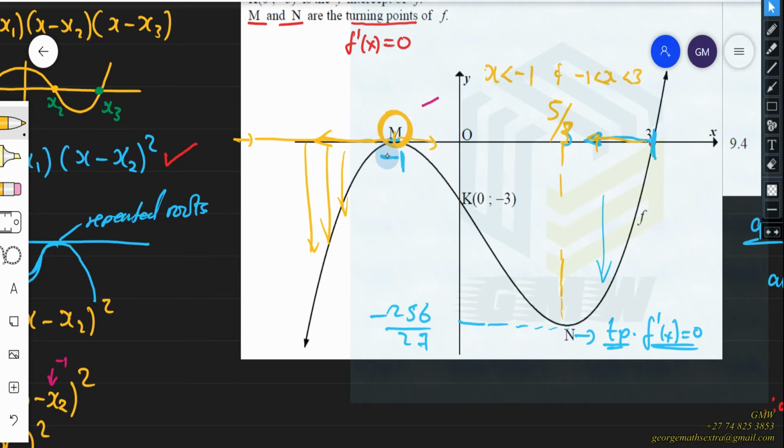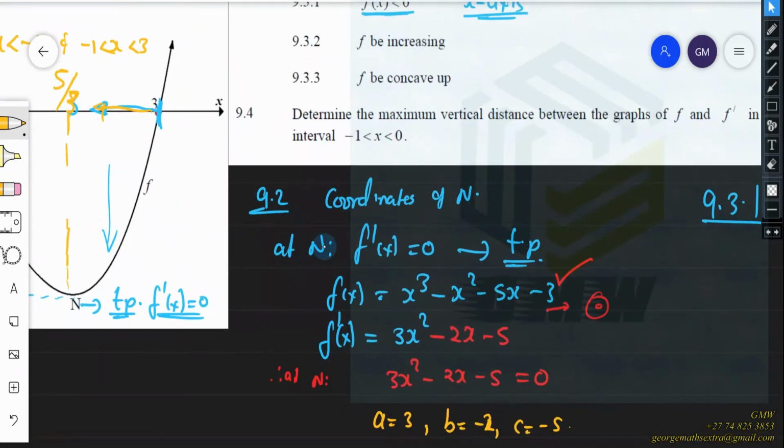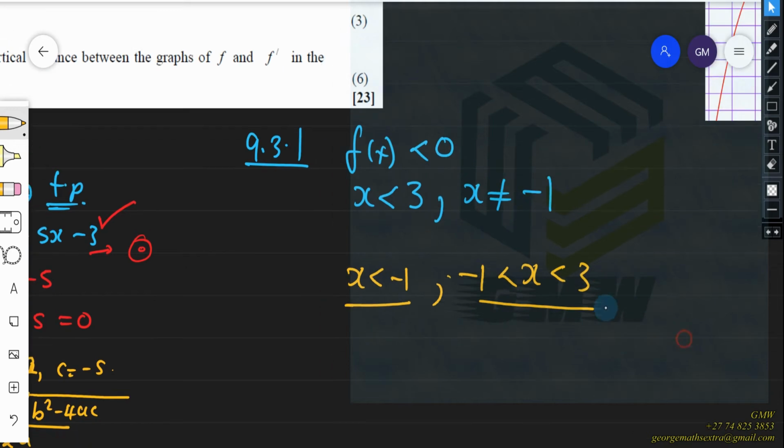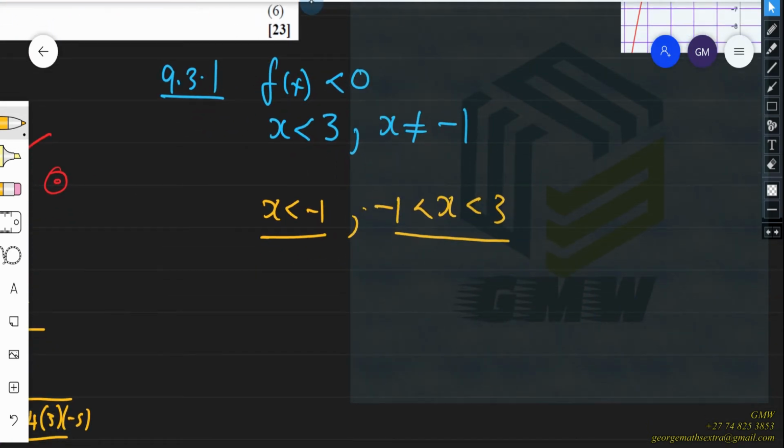So someone can write the solution here for 9.3 as x is less than -1 and also x is between -1 and 3. These are all correct solutions as well for this. So you need to understand how to interpret these graphs that are given.